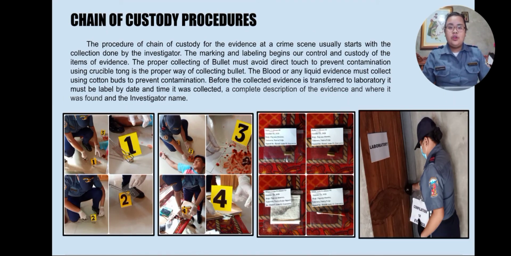So, the procedure of chain of custody for the evidence at the crime scene usually starts with the collection done by the investigator. So, the marking and labeling begins our control and custody of the items of evidence. So, the proper collecting of bullet must avoid direct touch to prevent contamination. So, using crucible tongs is the proper way of collecting the bullet. So, the blood or any liquid evidence must be collected using cotton buds to prevent contamination.